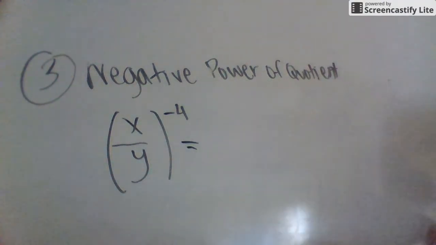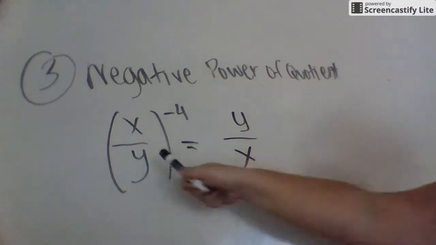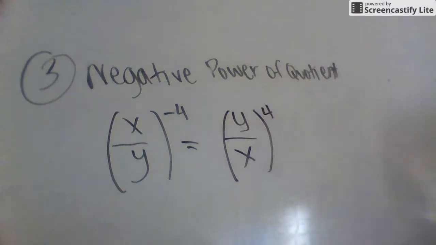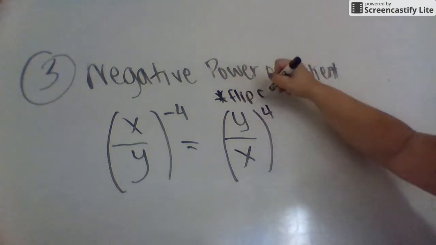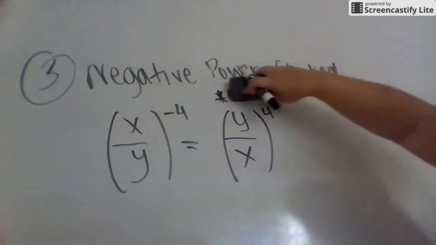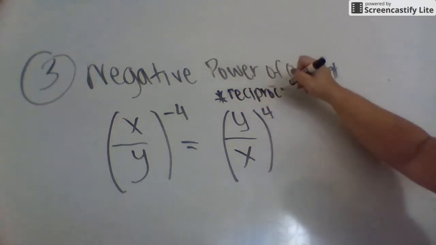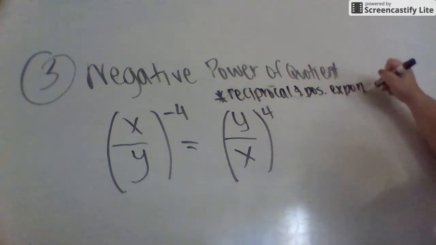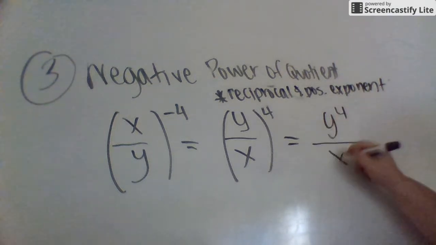So what we're going to do first is just flip or do the reciprocal of our fraction and change our exponent so that it is positive. So I'm going to write that flip, and actually I'm going to change flip to reciprocal. And positive exponent. Then I'll just distribute y to the fourth and x to the fourth.